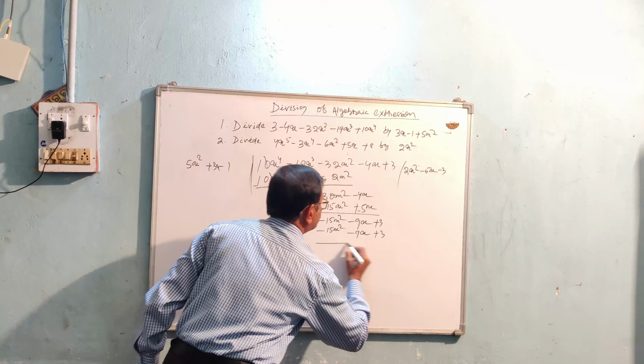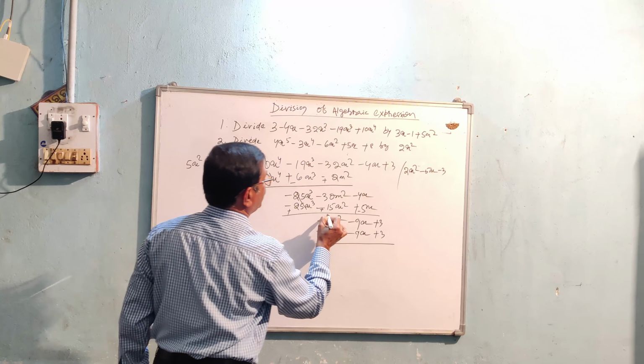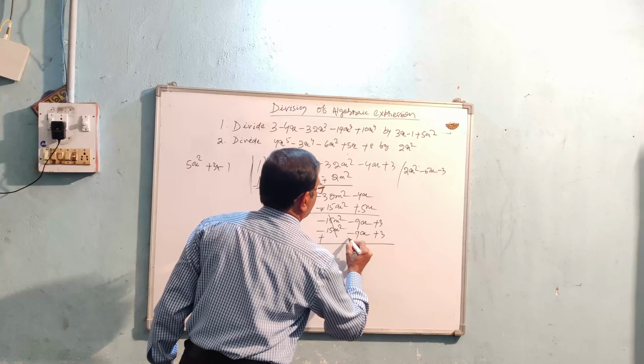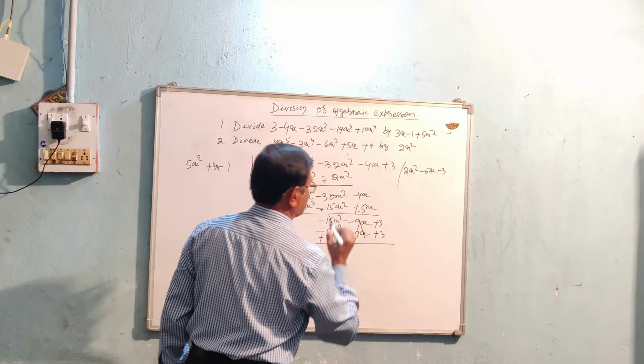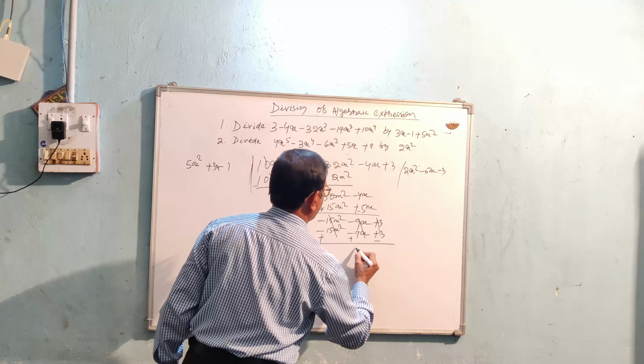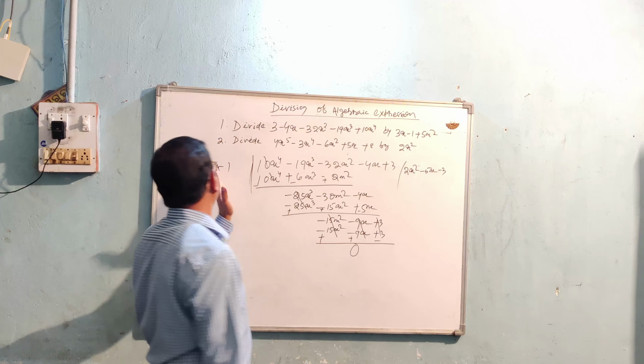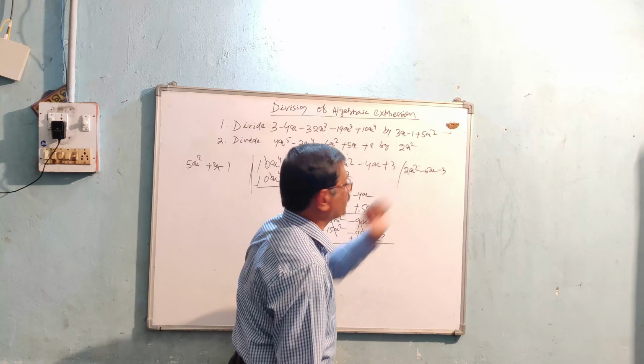Now plus 15x minus 15x cancel. Plus 9x minus 9x cancel. Plus 3 minus 3 is cancelled. So the final remainder becomes 0, and this is our quotient.